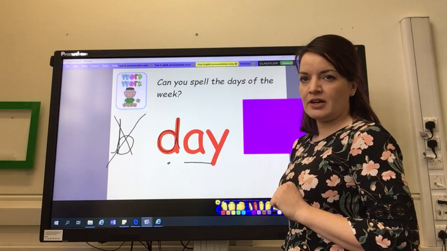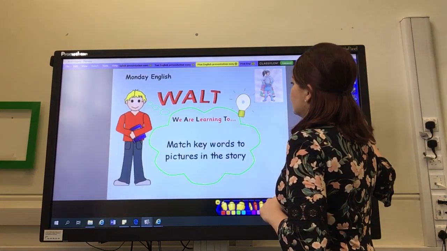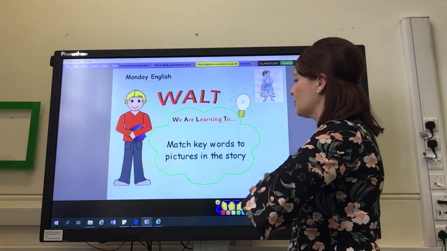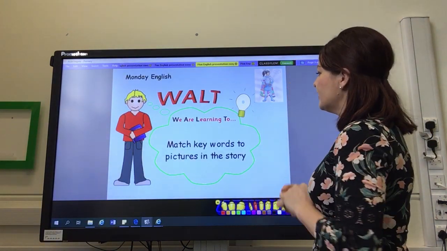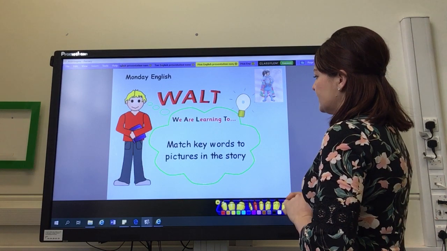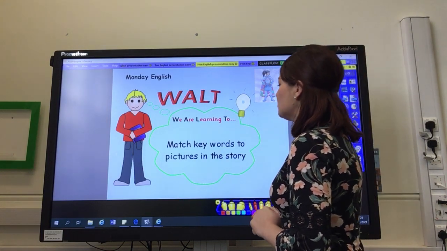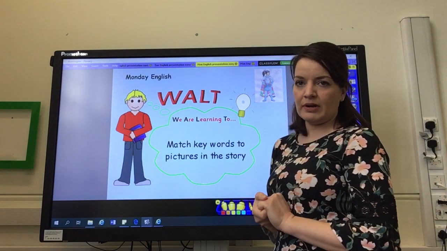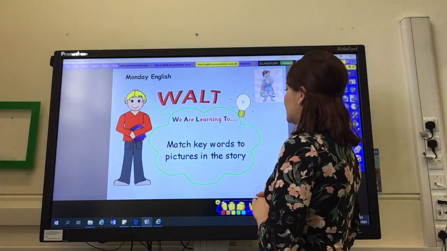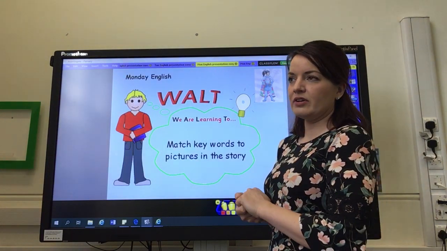Did you write it every time? I hope you didn't cheat. Let's have a look at what we're doing today then. We'll come back to days of the week and spelling them tomorrow. So for English today, we are going to be matching some key words, some important words to pictures in the story. And the story that we're looking at is why giraffes have a long neck.